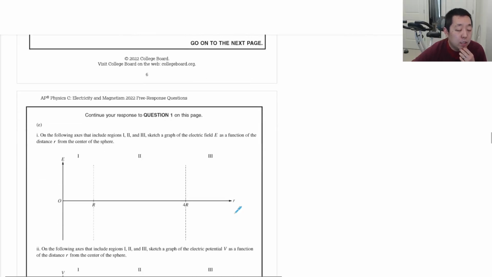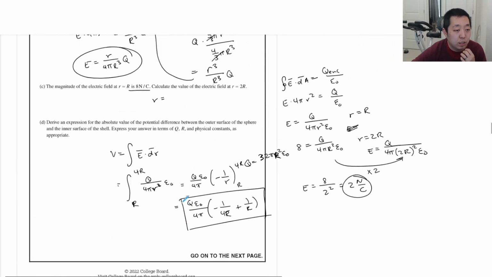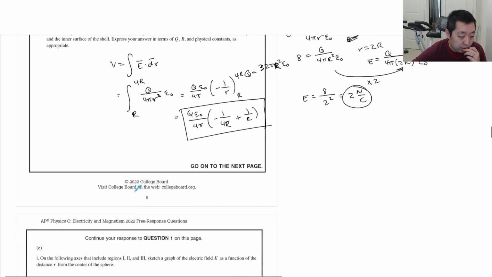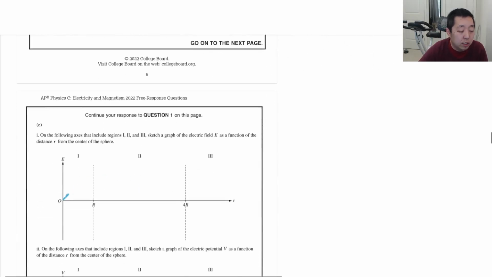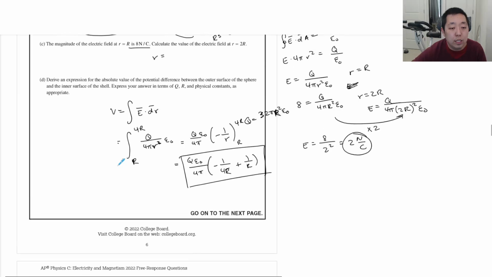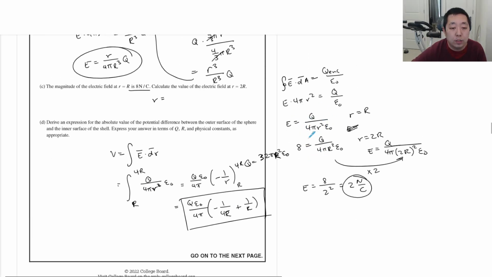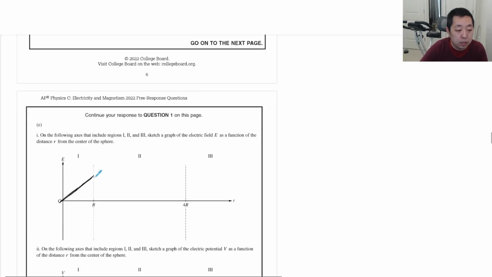On the following axes include regions 1, 2, and 3. Sketch a graph of the electric field as a function of distance r from the center of the sphere. So let's look at our first expression. It's a linear relationship with r, so the electric field goes up as a function of r. Then it's going to decrease as 1 over r squared, I believe, is what we got. The electric field is going to go as 1 over r squared, so it's going to decrease.